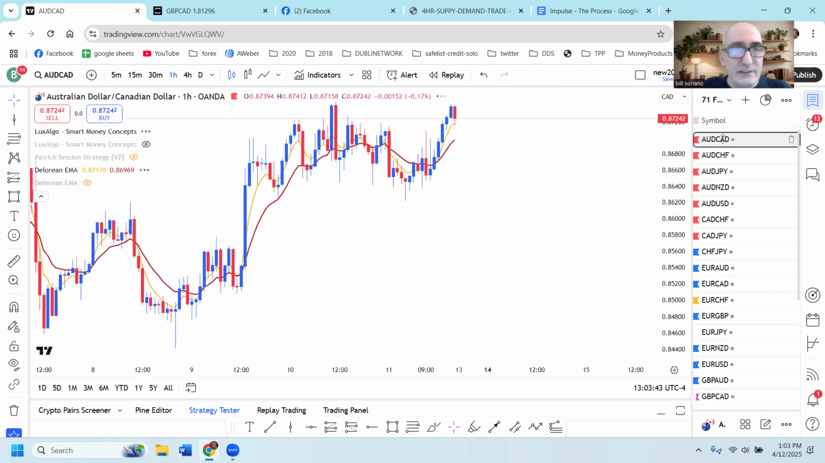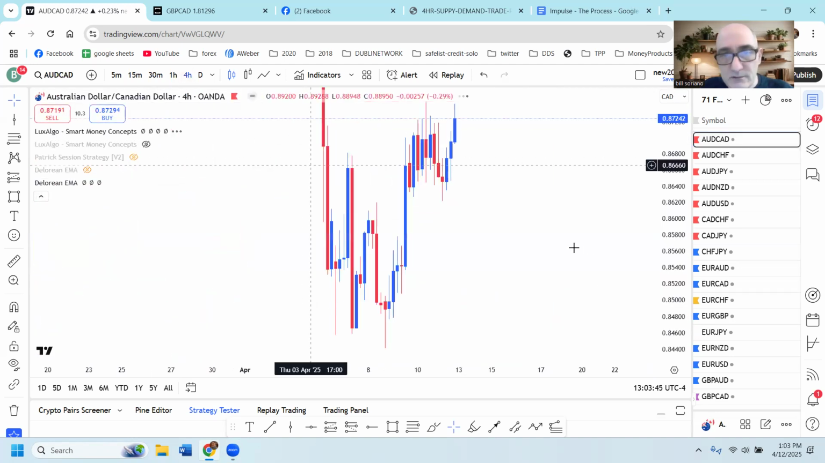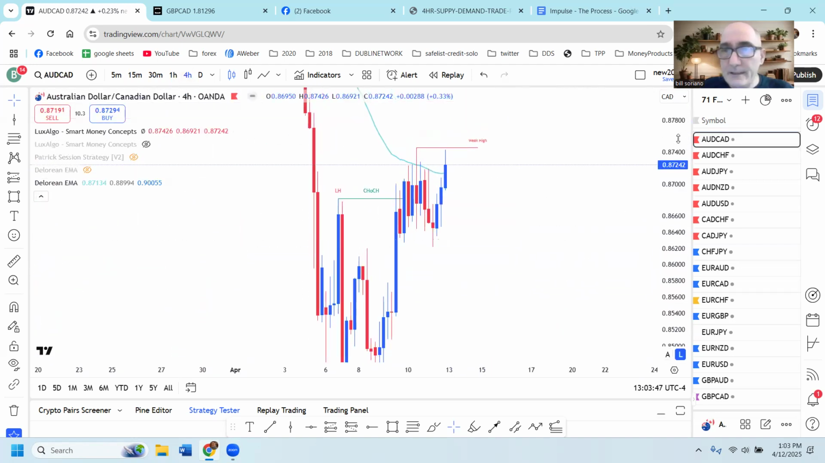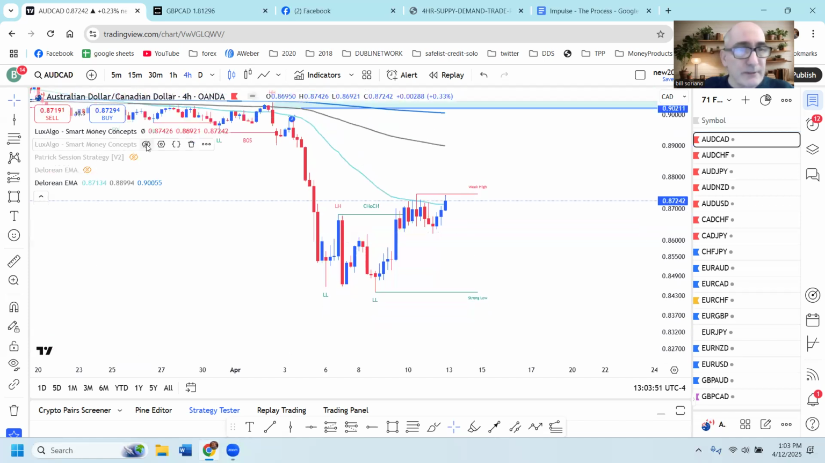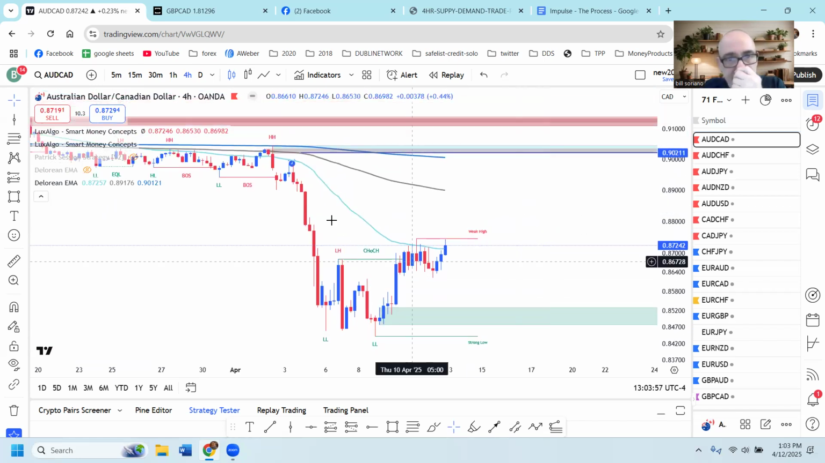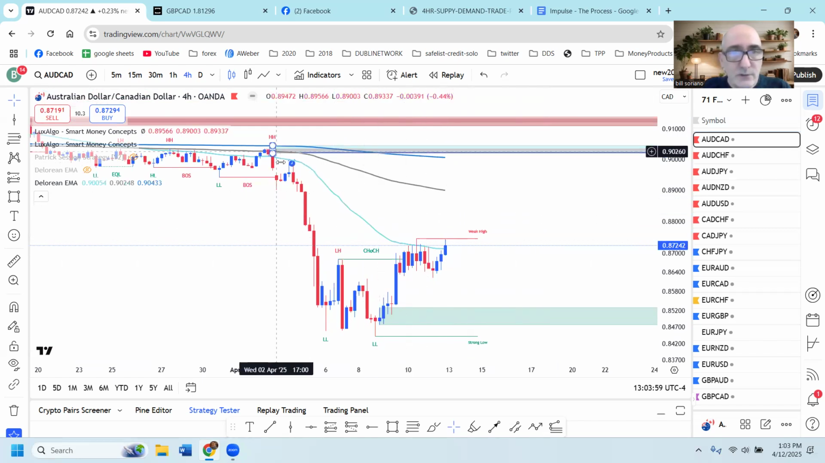So this is AUD, CAD. Again, we need to be on the 4-hour time frame. And we also want to put our Smart Money Concepts order block indicator on. Okay, so you can see price is bearish and our zone is still right here with our alert.